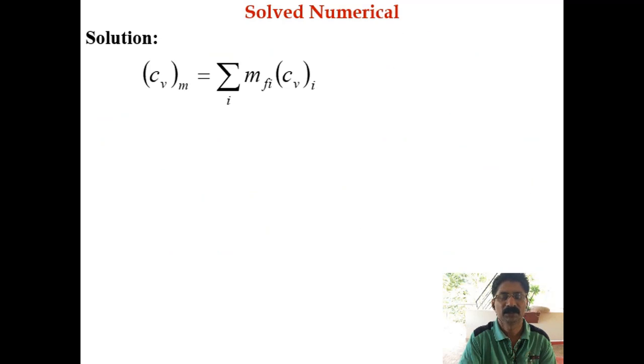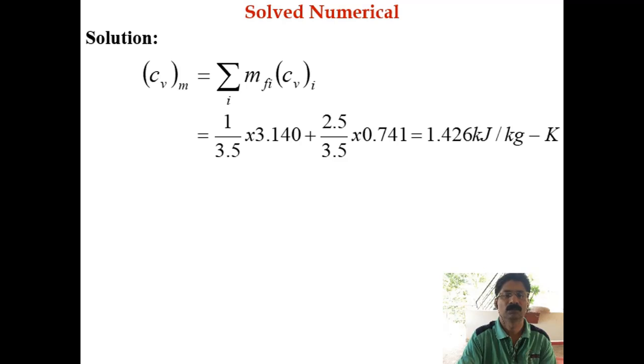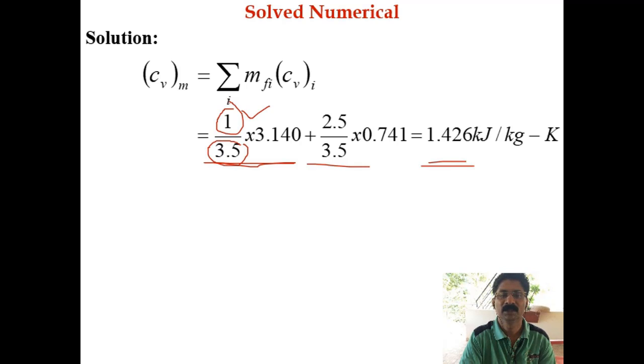Cv for the mixture, usual formula, summation of mass fraction into Cv of each gas. So it is 1 by 3.5 into 3.140 for one of the substances, and for the other substance 2.5 by 3.5 into 0.741. Just check based on the mass: mass of the gas divided by total mass of the mixture. One gas is 1 kg and the other one is 2.5 kg. Since I can't go back to the previous slide, you check which ratio is for which gas, and you will get the answer as 1.426 kilojoules per kg per Kelvin.